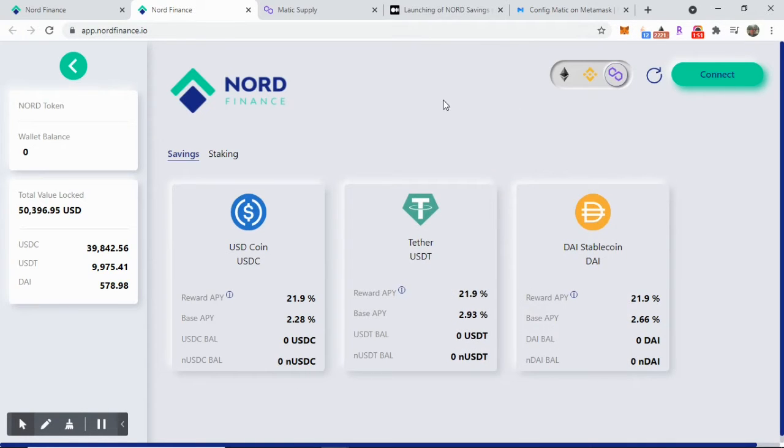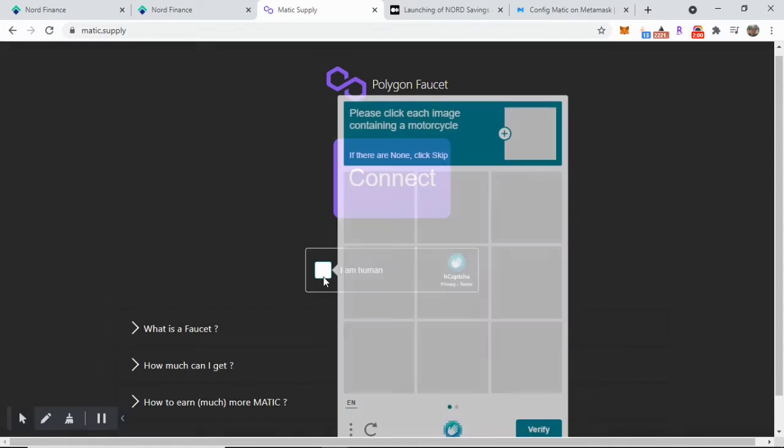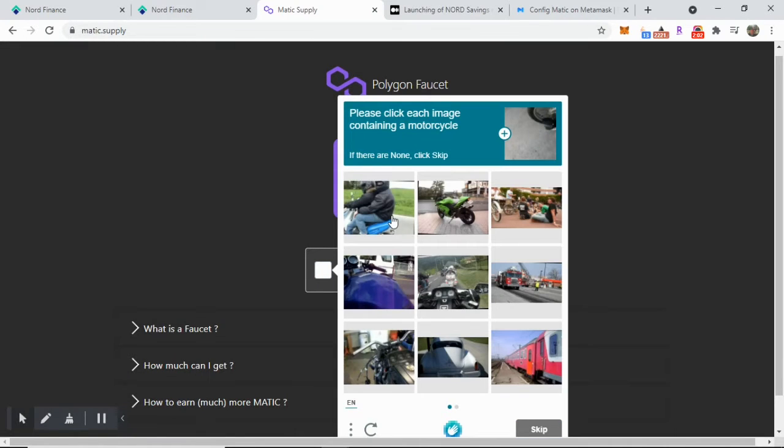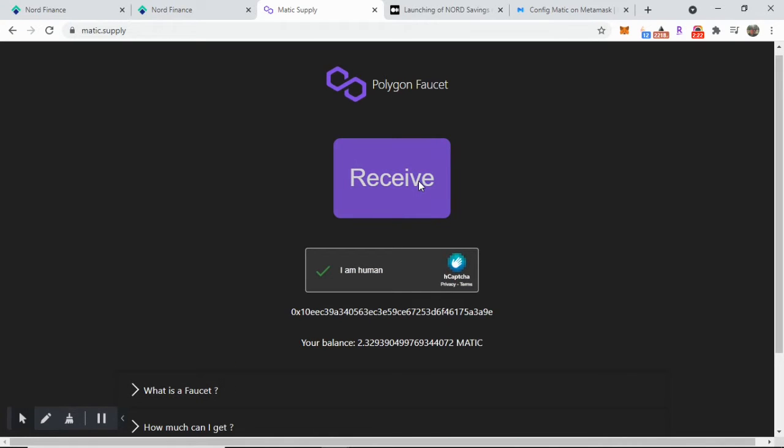If you don't have any Matic in your wallet, you can head over to matic.supply. Check I am human. Click Connect. Click Receive. Note, you will only get free Matic if you don't currently have any in your wallet. Since I already have Matic in my wallet, I won't be able to get any for free.